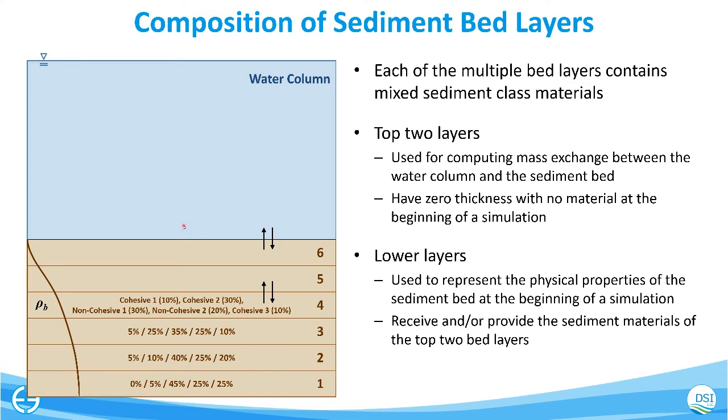And on the other hand, when erosion occurs, the particles in the sediment bed will move to the water column. So when the materials in the top 2 layers are all transported to the water column, the lower layers will send the materials to the upper layers, and they can be transported to the water column further.